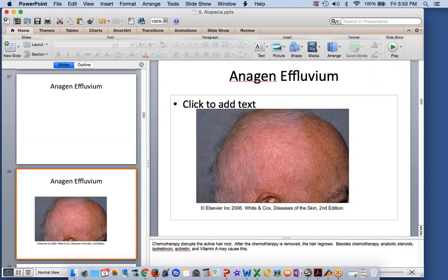Anytime you hear the word effluvium, it means that you're messing with the cycle of the anagen, catagen, telogen phase of the hair follicle. In the anagen cycle, disruptions can also be caused by chemotherapy, steroids, medications like Accutane, and other types of medications, vitamin D and acetotrasin.